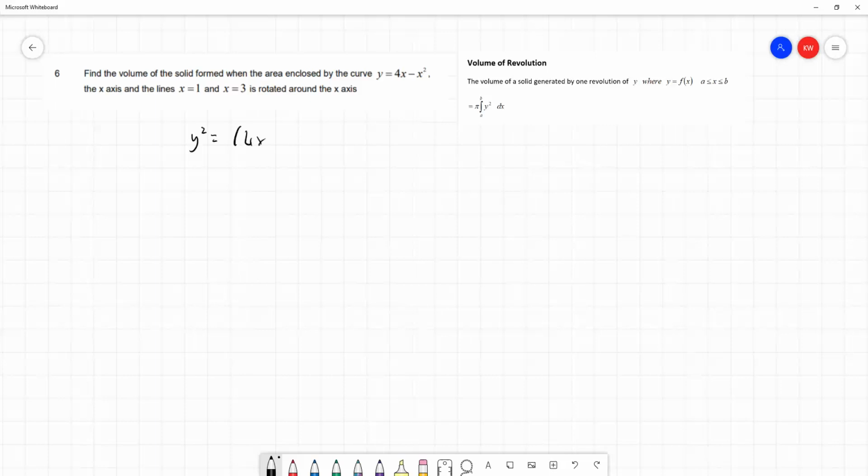So y squared is equal to 4x minus x squared, all squared, which is equal to 16x squared minus 8x cubed plus x to the power 4. So this is the expression we're going to be integrating. Therefore, our volume of revolution will be equal to pi multiplied by the integral between 1 and 3 of this expression we found for y squared.